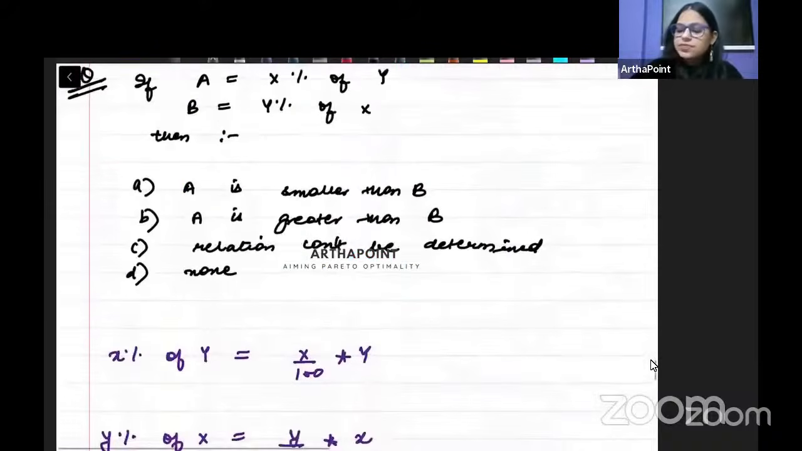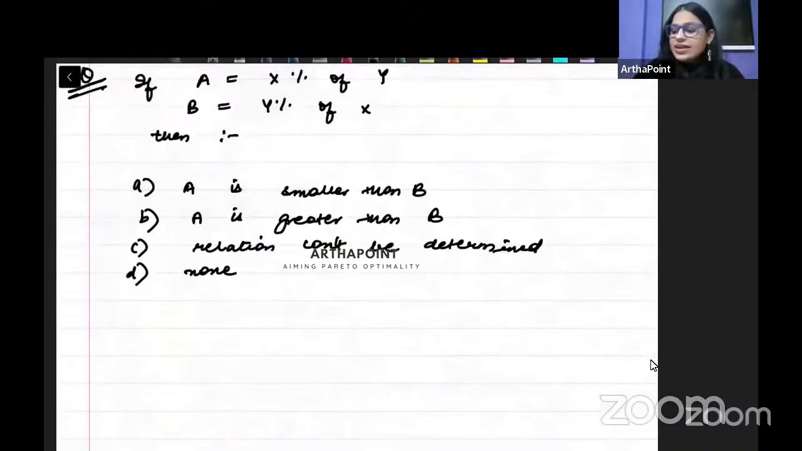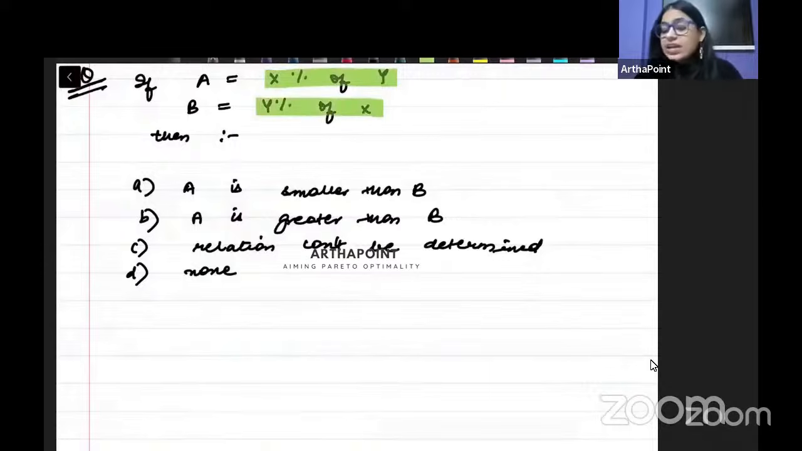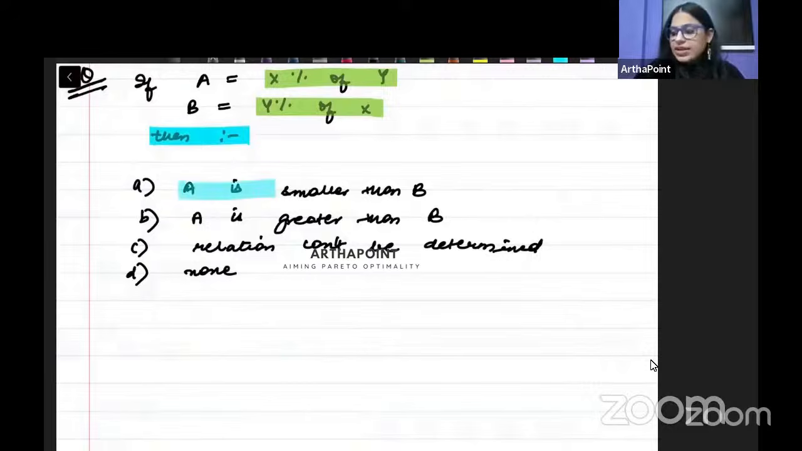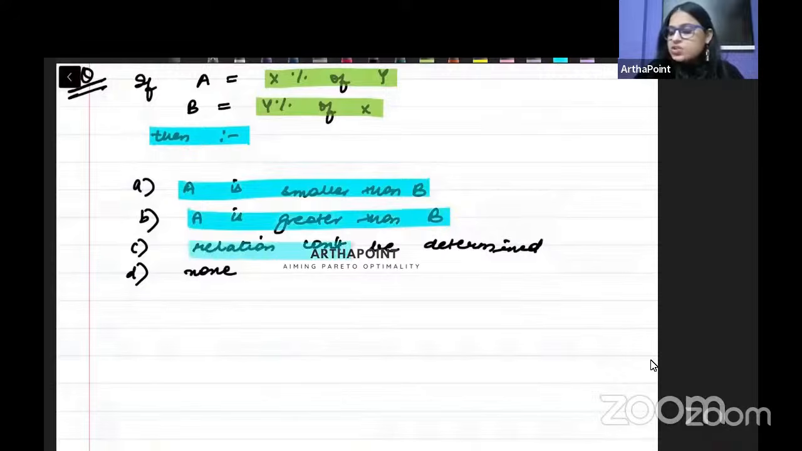Read the next question, beta. It says, let A be defined as x% of y. Let B be defined as y% of x. Then, which of the following statements is true? A is smaller than B. A is greater than B. There is no relation between A and B. And none of the above.